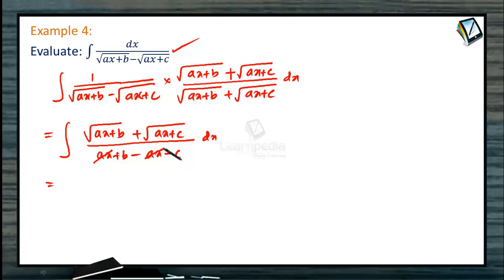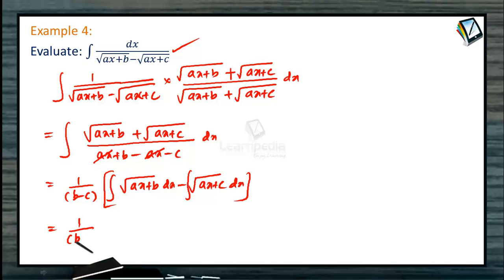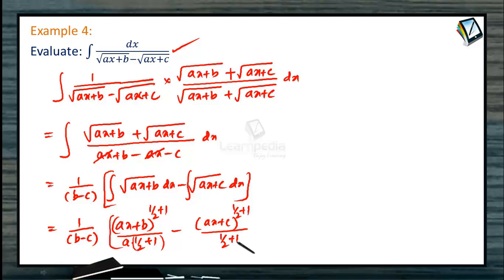Here ax cancels away, leaving b minus c. 1 by b minus c stands as a constant. Integral of root of ax plus b dx plus integral of root of ax plus c dx, equal to 1 by b minus c times the integral. Root of ax plus b we can write as power 1 by 2, then it is ax plus b to the power of 1 by 2 plus 1 over 1 by 2 plus 1, using the x power n plus 1 form. But as it is in the form of ax plus b, divided by a, and minus of this is ax plus c to the power of 1 by 2 plus 1 over 1 by 2 plus 1.